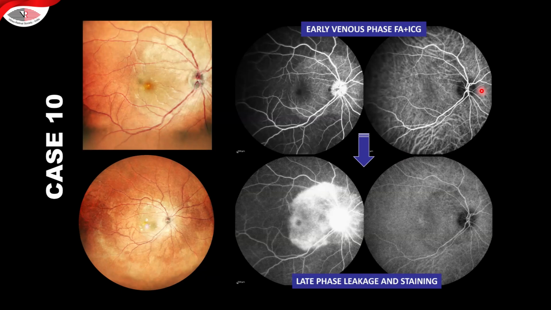So once you see here early venous phase of the fluorescein on the left, and on the right you see ICG. Here the fluorescein is giving you much more information of the area which is affected and the leakage and the staining and the hot disc which is seen quite apparent in comparison to the ICG, which is of course looking quite quiescent and dormant in this particular area.